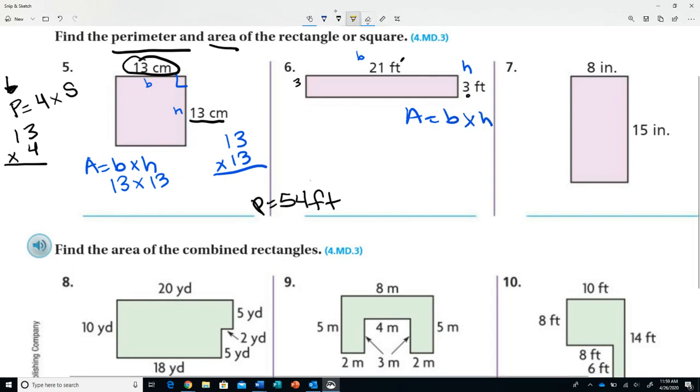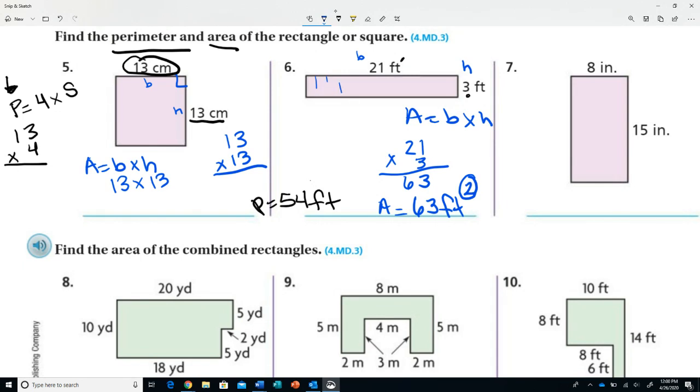Now here's why they don't put all the numbers in. Because you really only need the 21 and the 3 to get all of the information you need. So now what we're going to have here is 21 times 3 will equal our area. So 3 times 1 is 3, 3 times 2 is 6, and our area will be equal to 63 feet squared. Now this little 2 is super important because it is literally counting the squares in here.